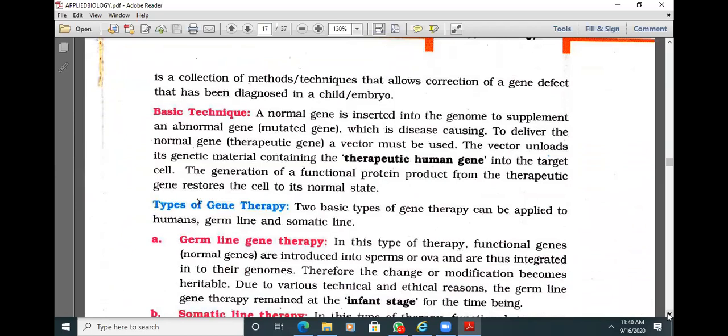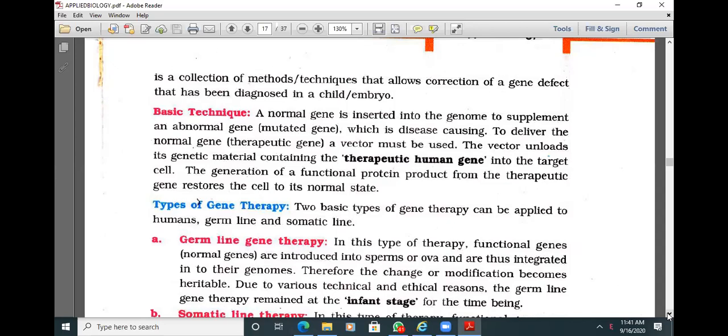Okay, so the basic technique: a normal gene is inserted into the genome to supplement an abnormal, mutated gene. The ADA gene is defective. Everything we have to learn in the ADA angle. A normal gene is inserted into the genome to supplement an abnormal, mutated gene, which is disease causing. To deliver the normal gene, a vector must be used. The vector unloads its genetic material containing the therapeutic human gene into the target cell. The generation of a functional protein product from the therapeutic gene restores the cell to its normal state.